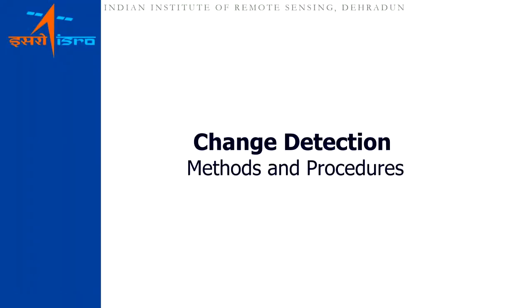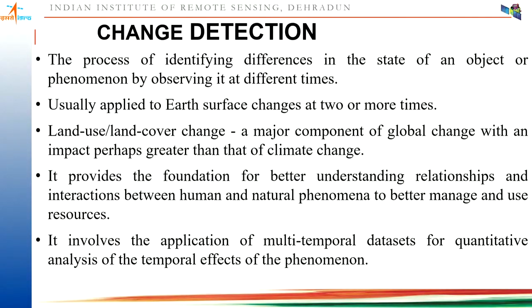Now coming to change detection. For many applications, we require to know how much change has happened from one time duration to another time duration. That process is called change detection, and there are various methods of it. Change detection means the process of identifying differences in the state of an object or phenomenon by observing it at different times. That means how the features are at one point of time and how they have changed at another point of time. So from one time to another, how much change has happened.